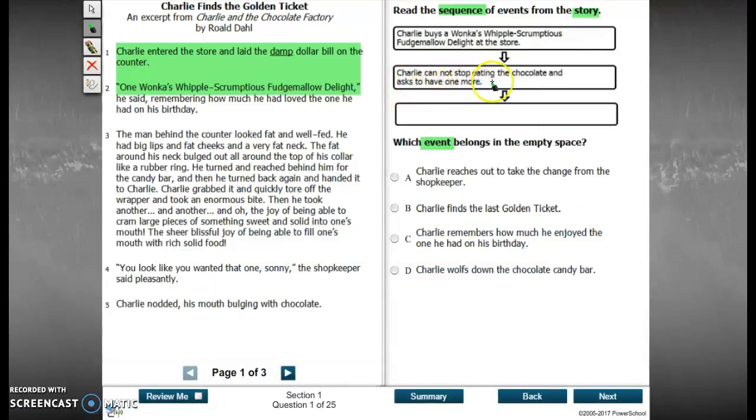Charlie cannot stop eating the chocolate and asks to have one more. So let's find that. Okay, so he's remembering he loved it. The man gives it to him. He grabbed it quickly, tore off the wrapper, took an enormous bite. So he started eating it. Then he took another and another. Oh, the joy of being able to cram large pieces of something sweet into his mouth. You look like you want another one, Sonny, the shopkeeper said pleasantly. Charlie nodded, his mouth bulging with chocolate.